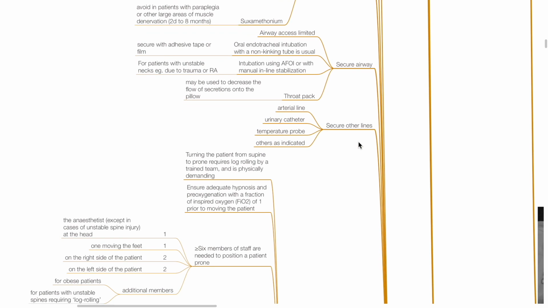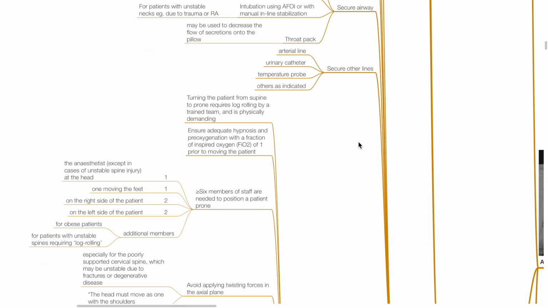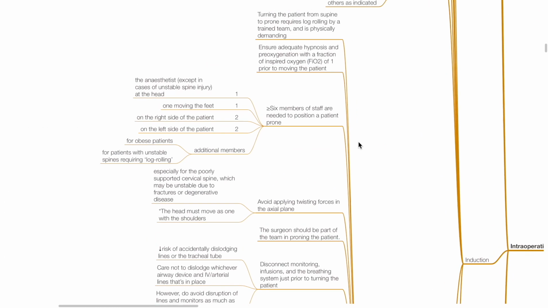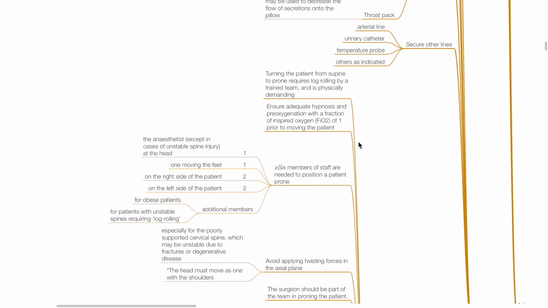Secure other lines as needed, such as arterial line, urinary catheter, temperature probe. Induce supine on the stretcher, then turn the patient prone. Turning the patient from supine to prone requires log rolling by a trained team and is physically demanding. Ensure adequate hypnosis and pre-oxygenation with a fraction of inspired oxygen of 1 prior to moving the patient.